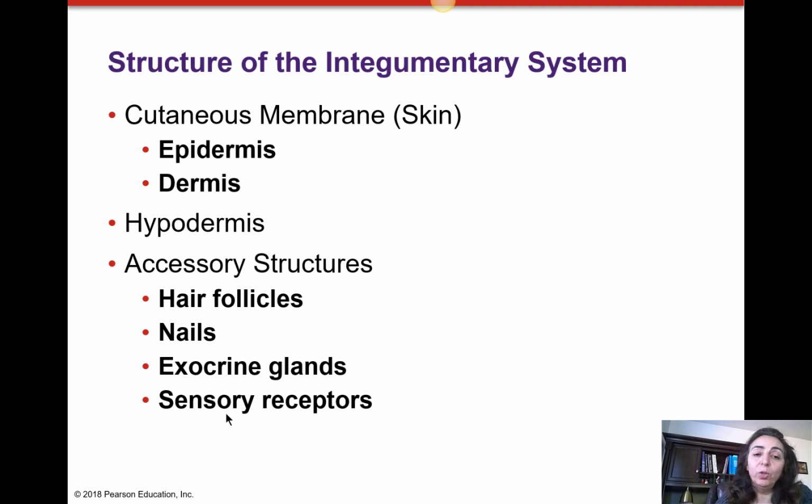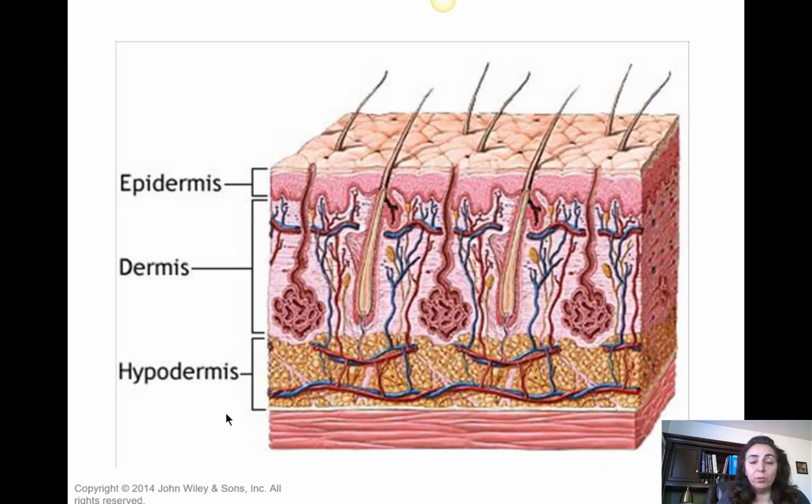The skin by itself has two parts, epidermis and dermis. Then under the skin we have hypodermis. Also we have some accessory structures in the integumentary system, including hair and hair follicles. We will talk about them. Nails, exocrine glands, and sensory receptors.